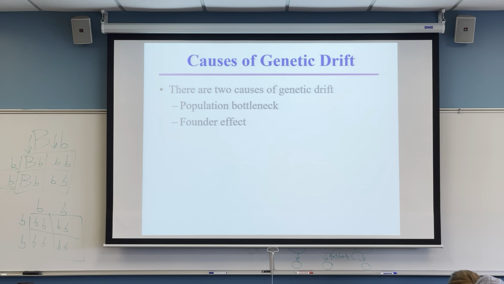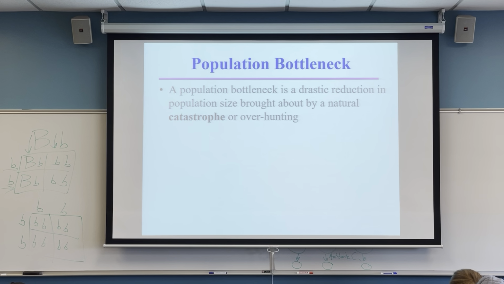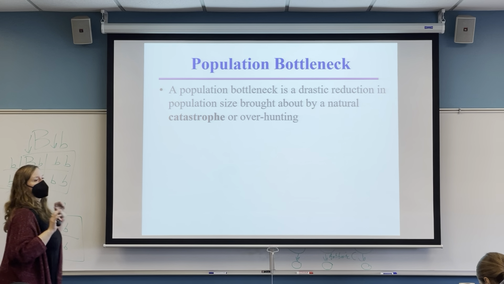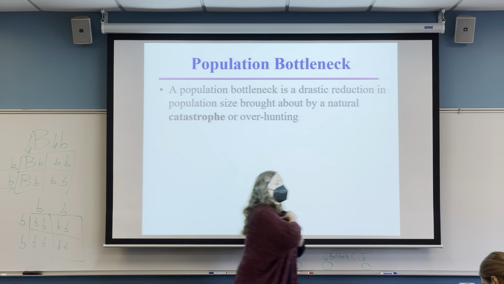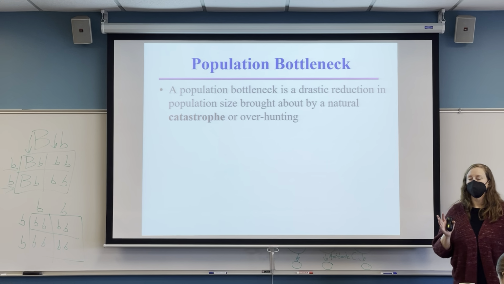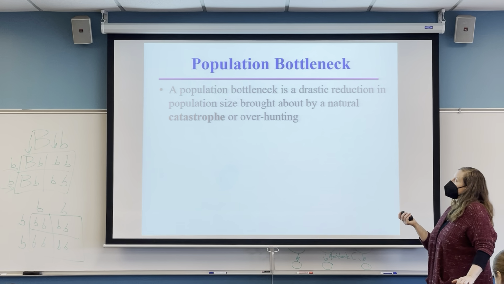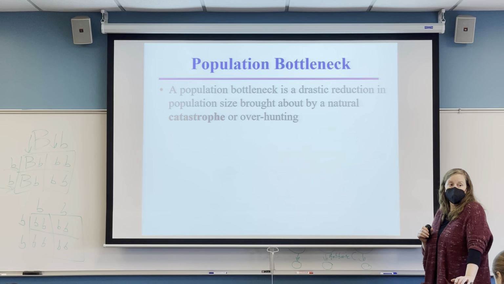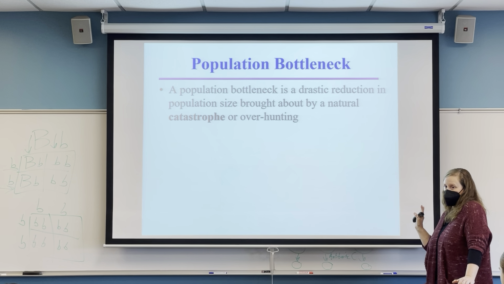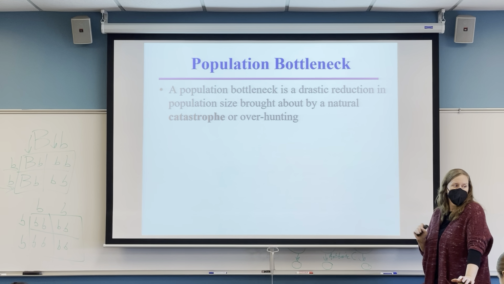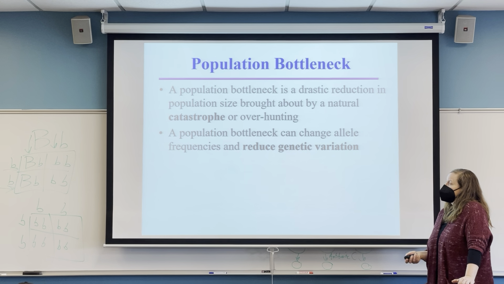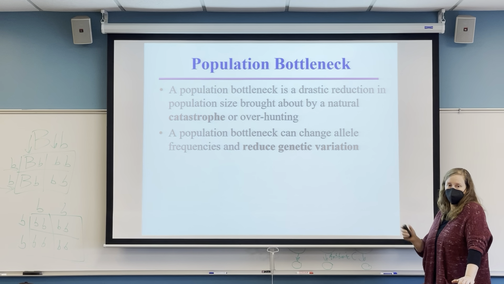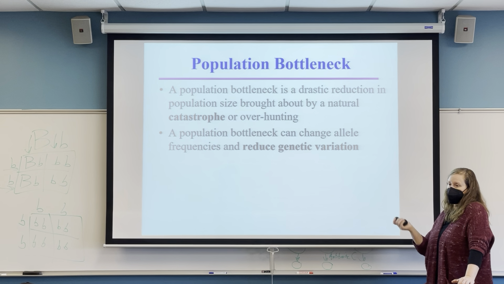So what are some causes of this happening? There's two causes. One is population bottleneck and the other is the founder effect. The bottleneck is usually like some catastrophe happens. There's a hurricane, there's an earthquake, there's an enormous snowstorm, there's a tidal wave. It could also be human-induced, like humans just want to eat them all and overhunt them and leave just a couple left. Generally, it depends on the size of the population, but this will reduce the variation in the population, just like we saw in the example before.